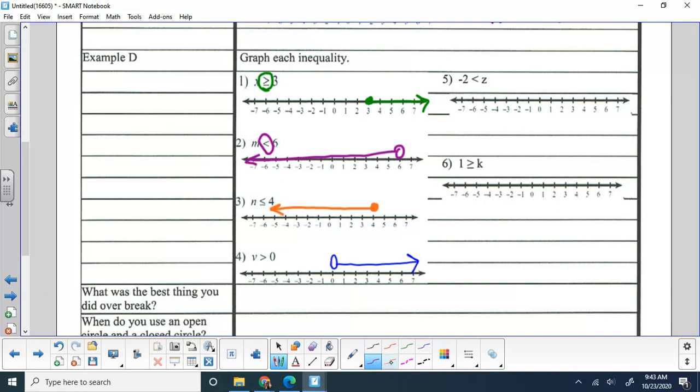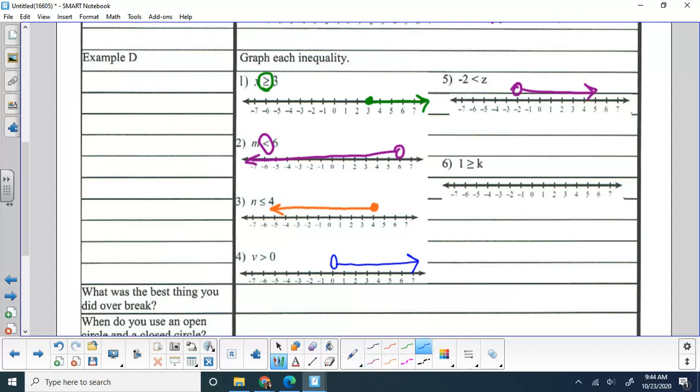All right, moving on to number 5. -2 is less than z. All right, start with the type of circle. Is it open or closed? This one you should have said was open. Now, when it's written in this direction, I like to just think about which numbers are going to give the alligator the stuff they want. Definitely not the numbers that are smaller, so we're going to extend it over the top of the numbers that are larger.